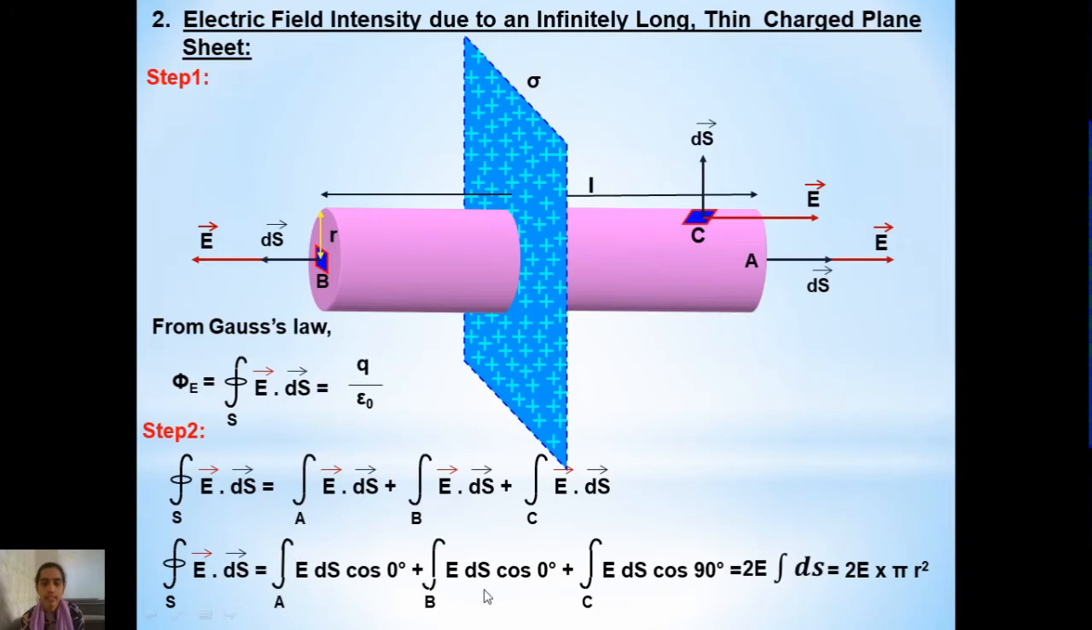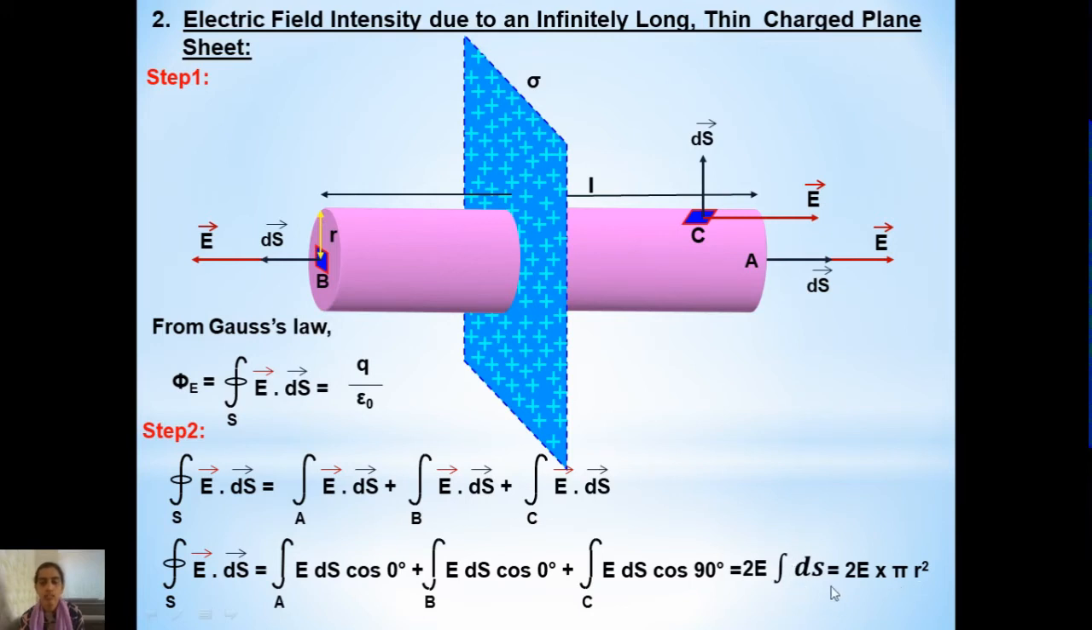When we add these two terms, integral of E ds plus integral of E ds, it gives us 2E times integral of ds. Why? Because the electric field is constant here, so we remove it out of the integral and integrate only the small surface areas. When we integrate the small surface, since the flat surface is a circular surface, that area will be equal to pi r square.